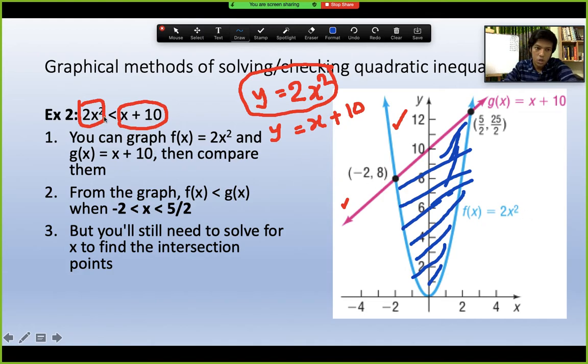2x squared is less. This is the less than sign. Less than x plus 10. That means x plus 10 is this line. Down the line, down this line is less.